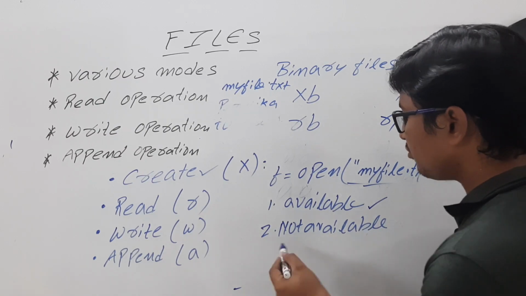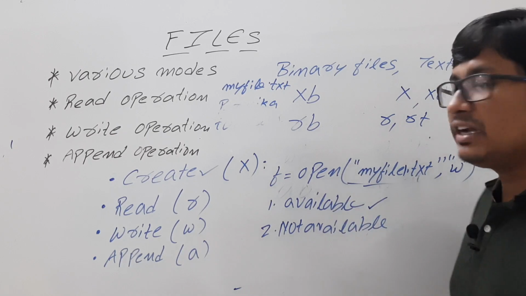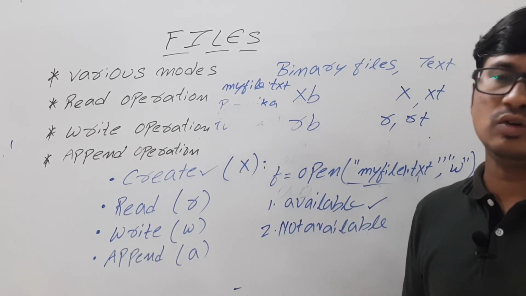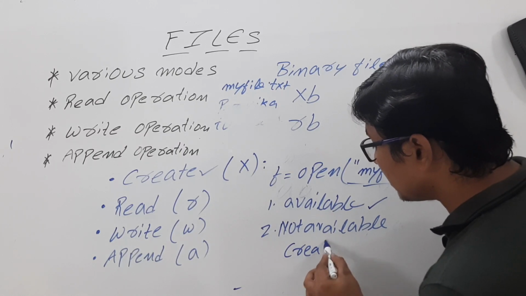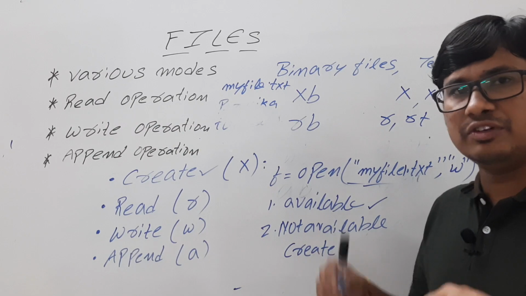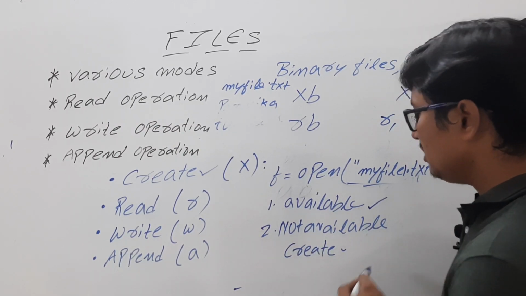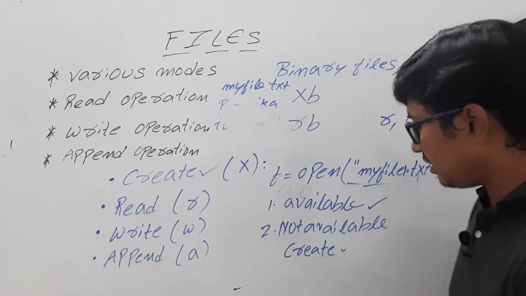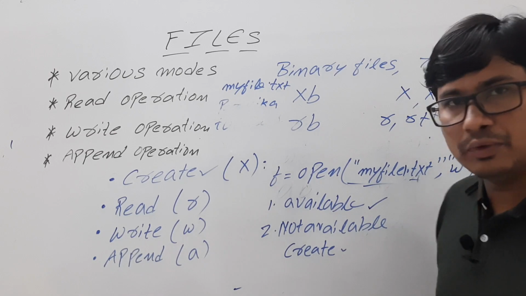Then let's take that the file is not available at all. Suppose I am giving myfile1.txt. That file is not there in the current folder. Then it will create the file. Once it creates the file, there will be no information. Then whatever information you write will be stored. So if the file is not available, it will create a new file with whatever name you have specified and whatever format you are giving.